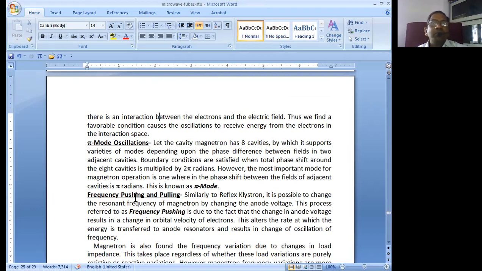However, the most important mode for magnetron operation is one wherein the phase shift between the fields of adjacent cavities is pi radians. When you get the output by maintaining the phase difference between two cavities as pi radians, that type of mode is known as the pi mode, which is the most favorable condition for operation of the magnetron in practical applications. So we usually operate the magnetron in the pi mode, and the magnetic field should be near the critical field. These two are the main conditions for producing the oscillations.